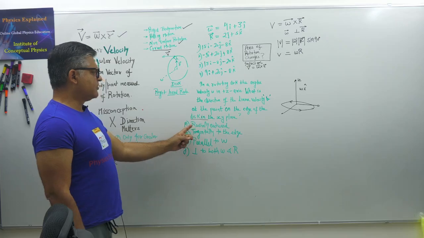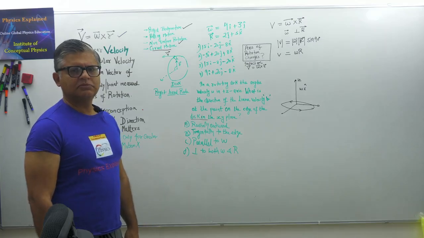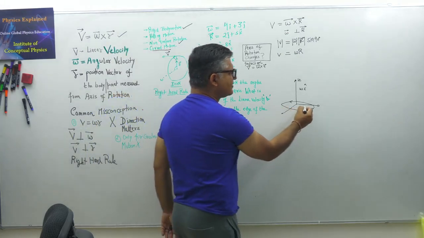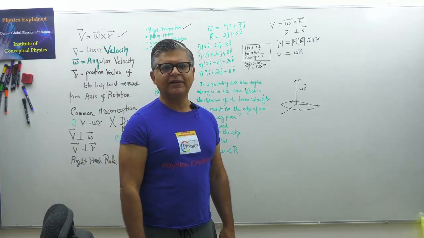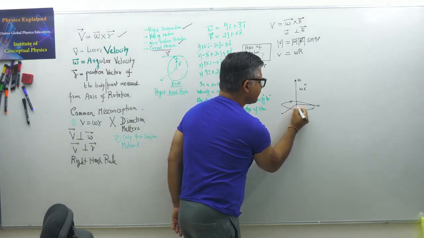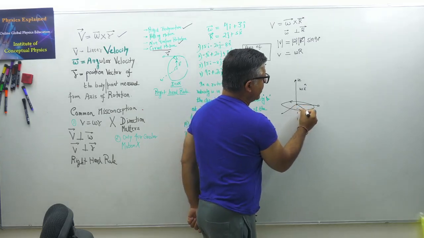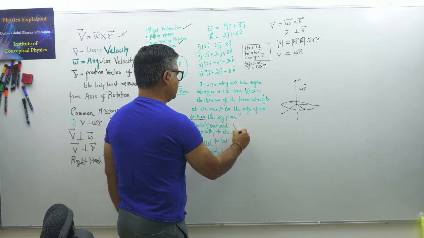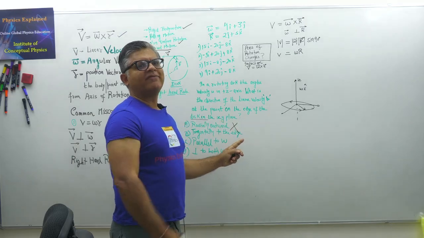Choices. The direction of the linear velocity is radially outward. Linear velocity is not radially outward. The position vector is radially outward, right? It is measured from the axis. If this is the axis, this is my radially outward line. This is not the direction of linear velocity. Wrong. It is the position vector which is the radially outward vector.